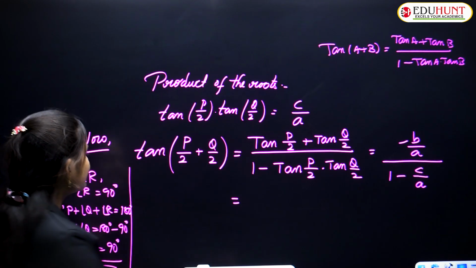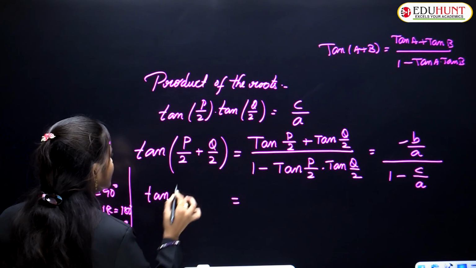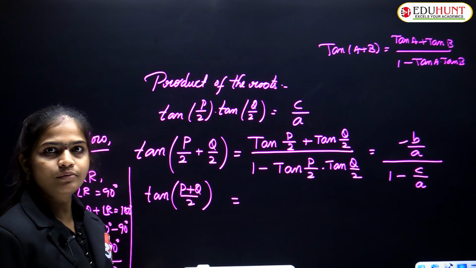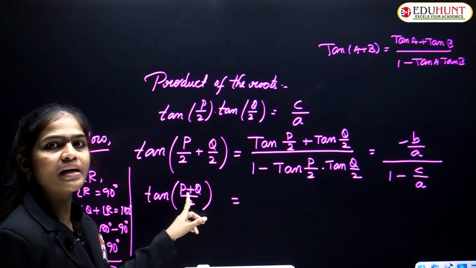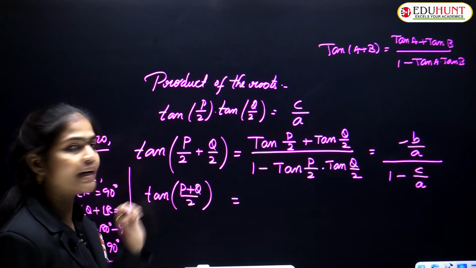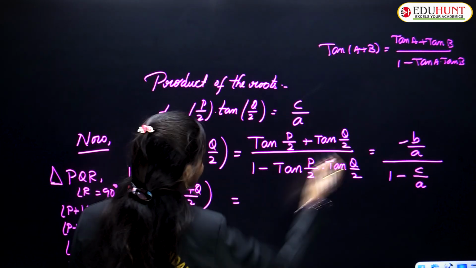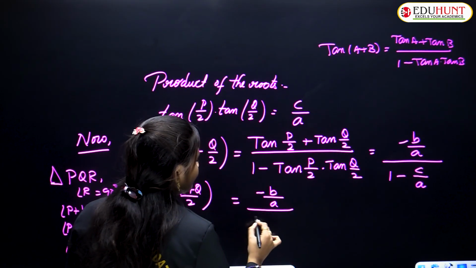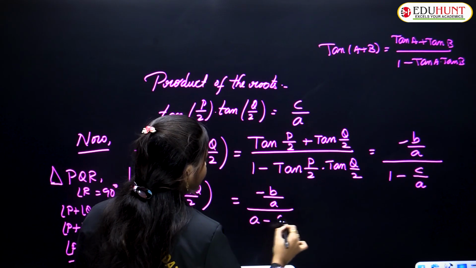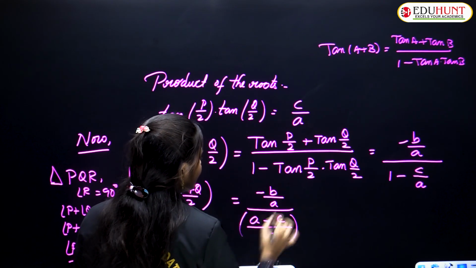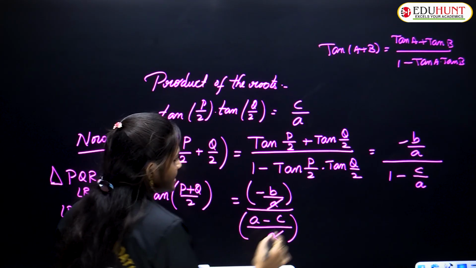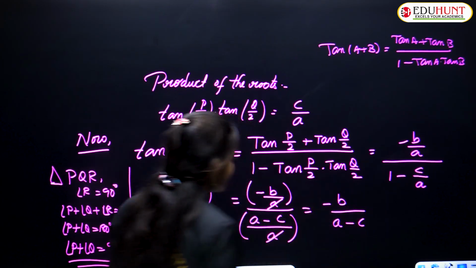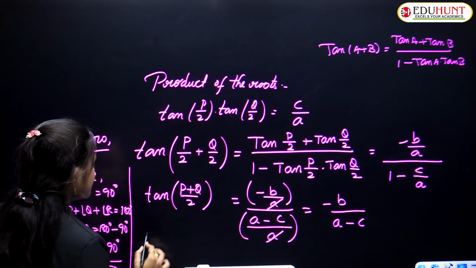So apply the same condition here. I want to take this as tan of (P plus Q) by 2. After taking the LCM, we are getting this as tan of (P plus Q) by 2, which is equal to minus B by A, and simplify it. 1 into A is A, minus C by A. Here A and A get cancelled, so which is equal to minus B by A minus C. Clear? So come to this one.